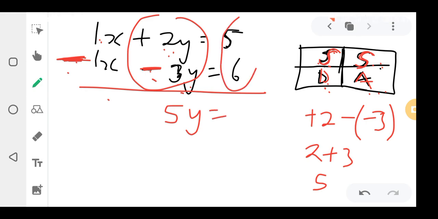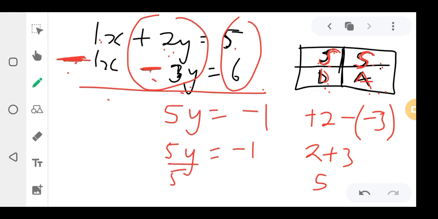And then I also do it with this one: 5 minus 6. Okay, what is 5 minus 6? It's negative 1. So to find y, you divide both sides by.